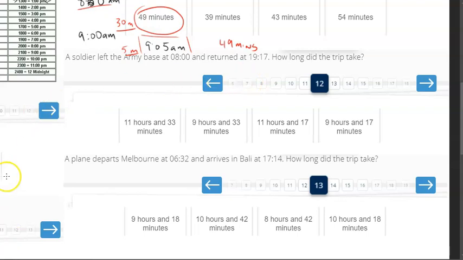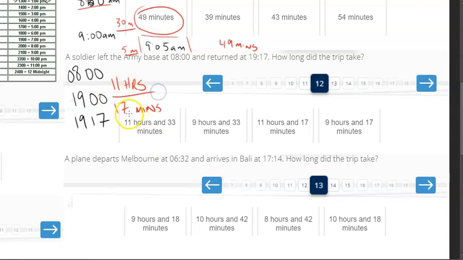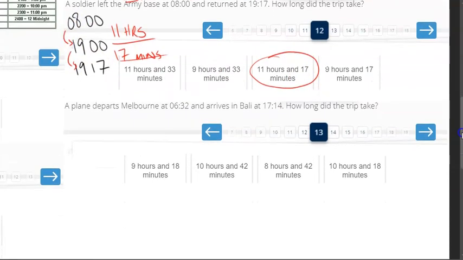So in this case, I can work out straight away from 8 military time to 19 military time. I won't worry about the 17 just yet. So from 8 to 19, how long does that take? Well, that's 11 hours. Then from 19 to 19:17, that's 17 minutes. So all up, this is 11 hours and 17 minutes, which is this answer here. So again, I did it in chunks. So we'll do one more like this.